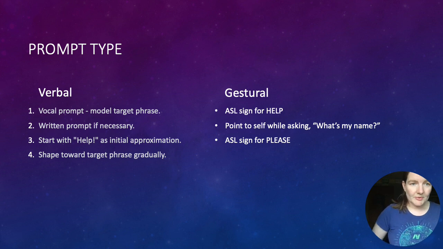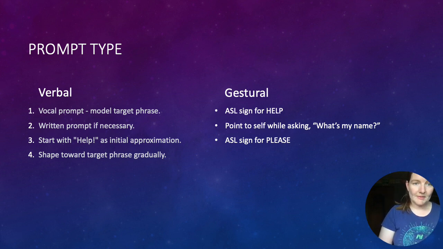At first, our prompts will be verbal as well as gestural. So this student, because of his time and life skills, is familiar with some basic ASL. So for gestural, we'll be doing the ASL sign for help. We'll be pointing to ourselves while asking, what's my name, to get him familiar with using names. And we'll also work on the ASL sign for please.